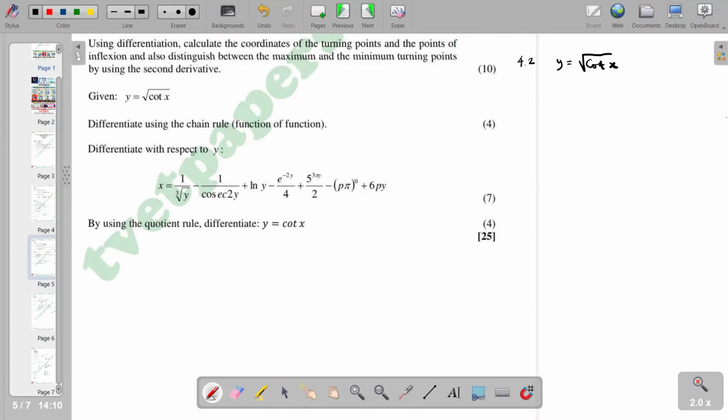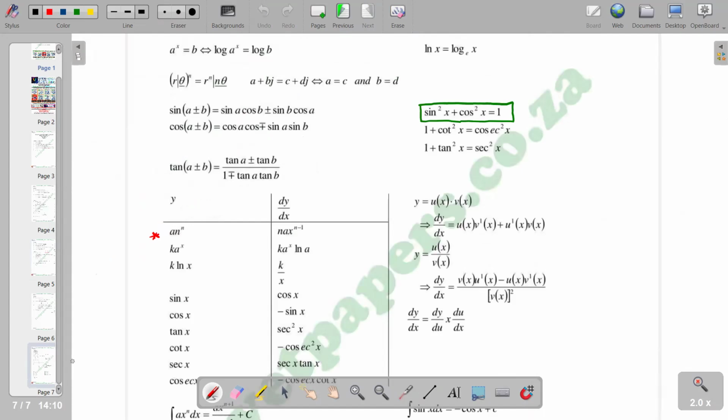So it's saying differentiate using the chain rule. So if we are to check, we go to our formula sheet to check here, this is where the chain rule is. We are going to apply the chain rule. Here is the formula for chain rule. That's the formula for chain rule there.